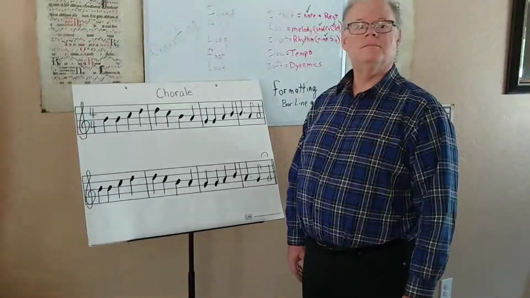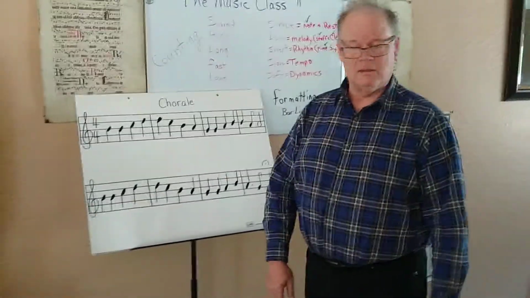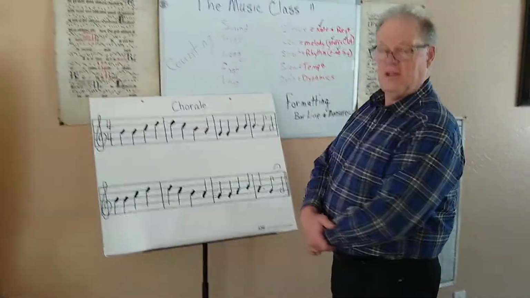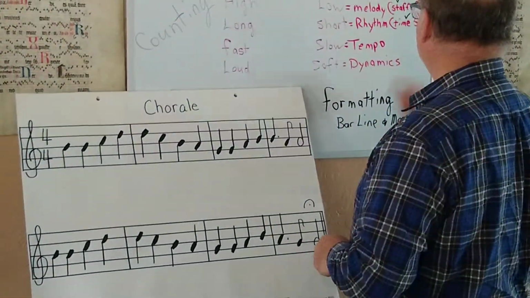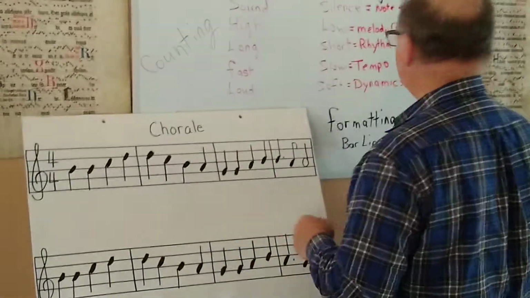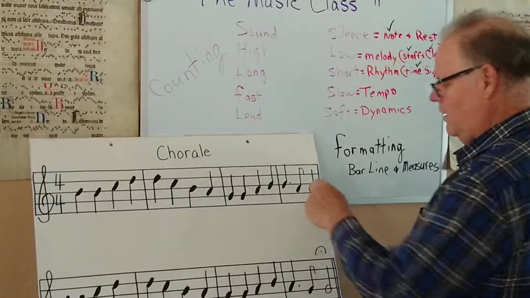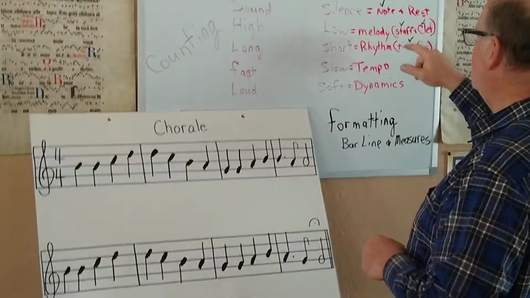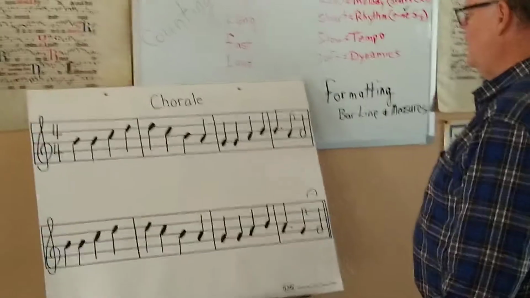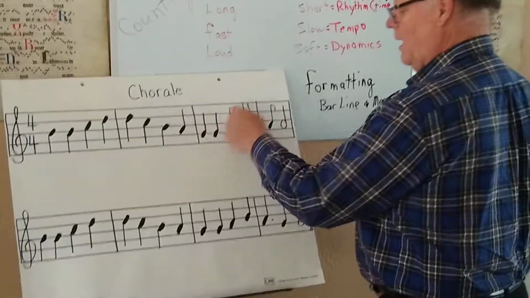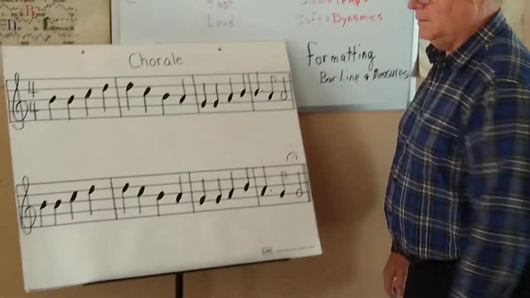So this is a piece of music called the chorale. Well, let's again check. We have notes, check. We have a staff, check. A clef sign, check. Long and short sounds and silences, or rhythm, check. Time signature, check. It's been formatted, bar lines, and a measure, check.